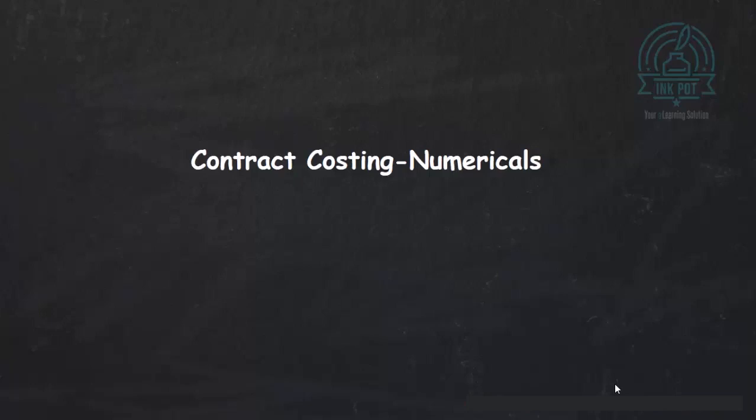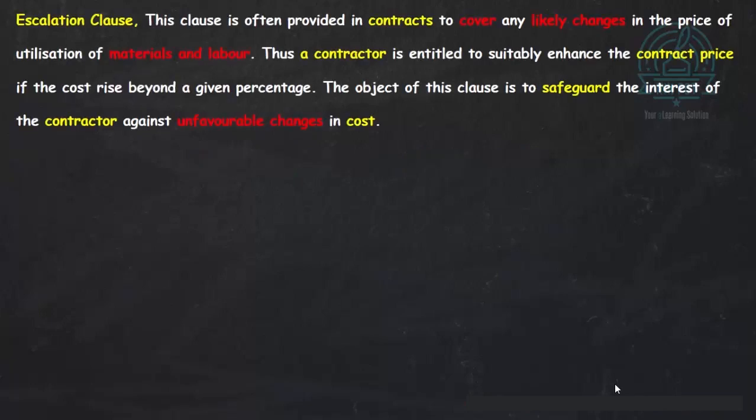So, first of all, we have the term escalation clause. Now, what is this escalation clause? In case some change in price of material or labor is expected, an escalation clause is given in the contract to safeguard the interest of both the contractor and the contractee. That is, it is the clause which says that if the price of material or labor changes during the execution of the contract, the price will be suitably adjusted. The purpose of this escalation clause is to avoid any future disputes between the contractor and the contractee.